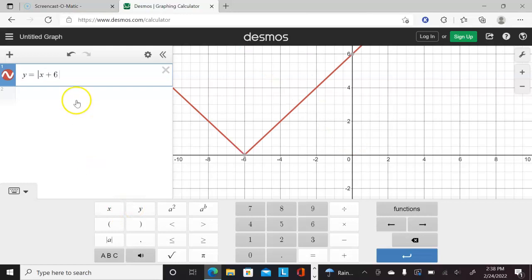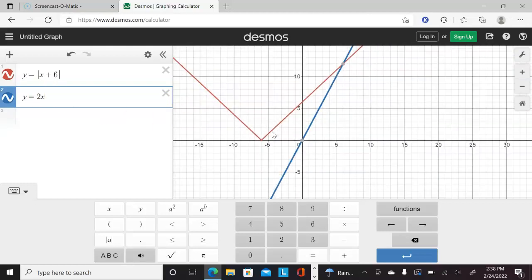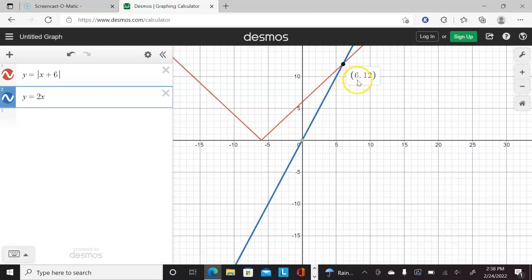So there's that graph, right? And then I'm going to put the other side, y equals 2x. There you go. Now look, when we zoom in, remember we said only one solution works. Well, there it is, 6. Remember negative 2 didn't work. So negative 2 is over here somewhere.